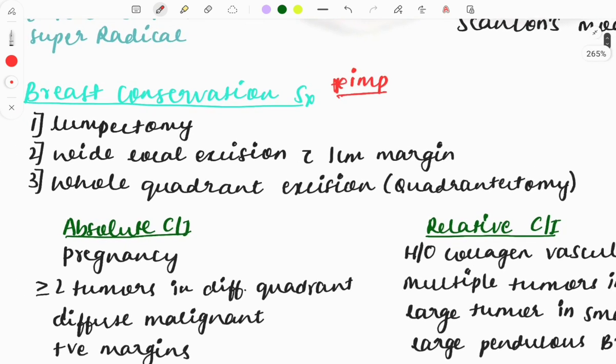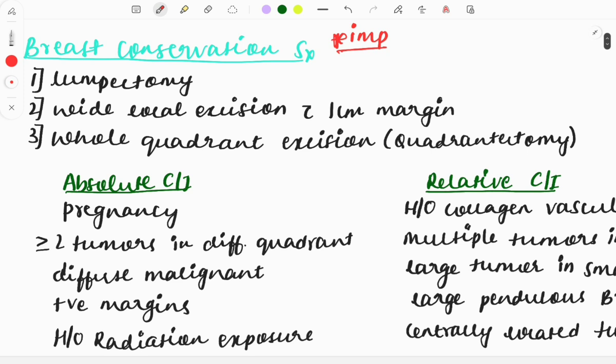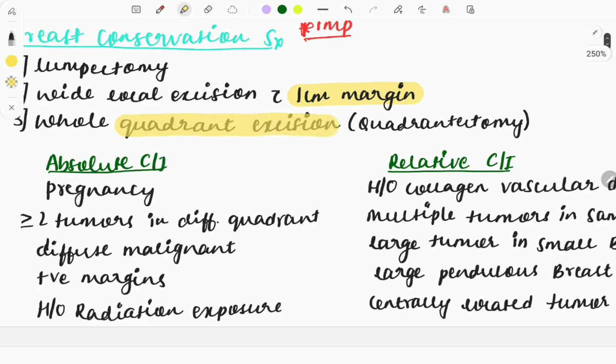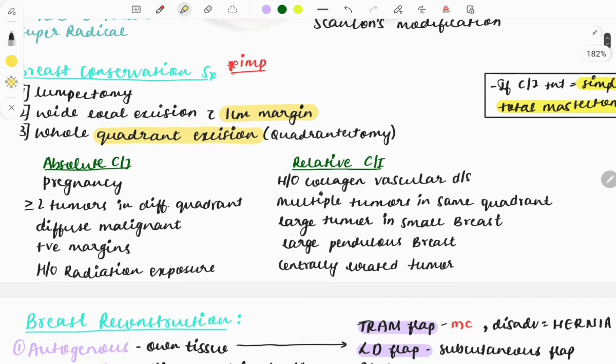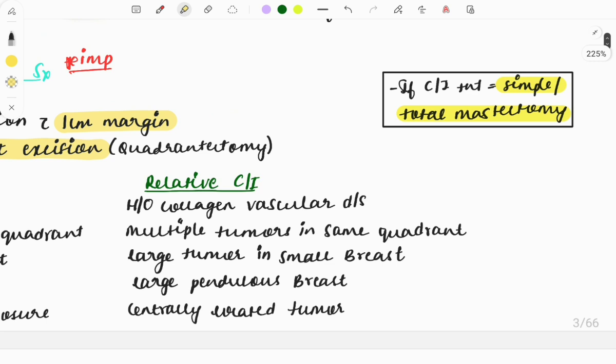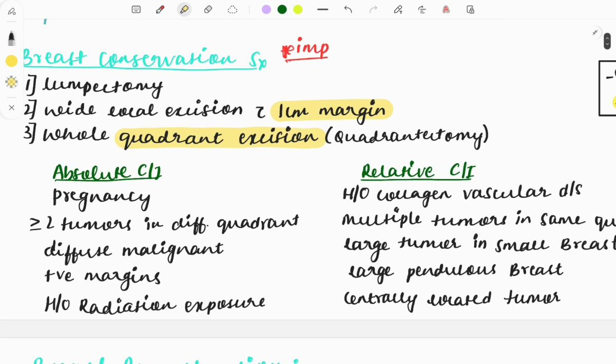Then breast conservation surgery, again important, and what all we will be doing in this breast conservation surgery is we will remove the lump. So lumpectomy will be done. ठीक है. Wide local excision with less than 1 centimeter margin, wide local excision, and whole quadrant excision. Quadrantectomy we will be doing in case of breast conservation surgery. If contraindication is present for this breast conservative surgery, then we will be doing simple or total mastectomy. Okay, so this is one important thing which you must remember.